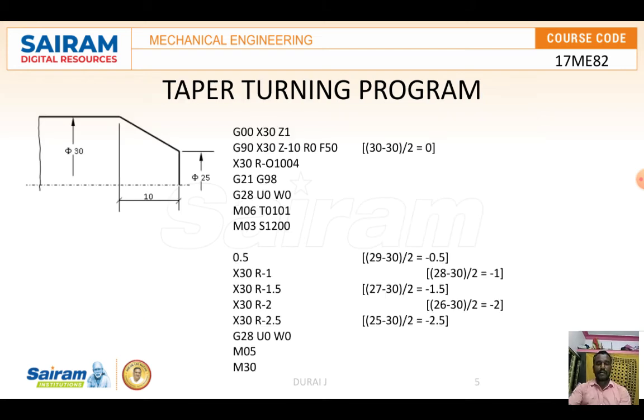Okay, so this is for multiple turning. So one more program we are going to see, that is the taper turning program. So for the taper turning program, we are supposed to give the G90. So G90 X30 Z minus 10 R0. After that R is equal to 0.5, minus 0.5, and X30 R minus 1, R minus 1.5, R minus 2, R minus 2.5. Finally G28 U0 W0 M05 M30.